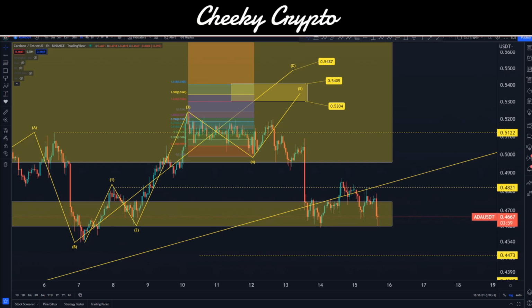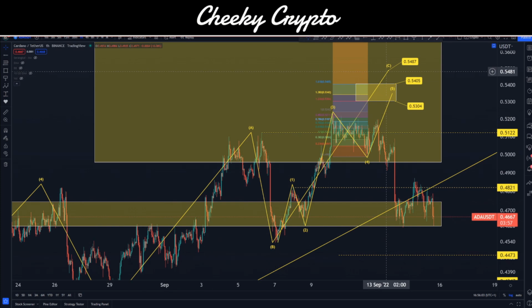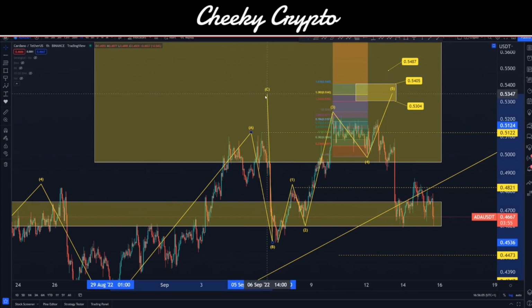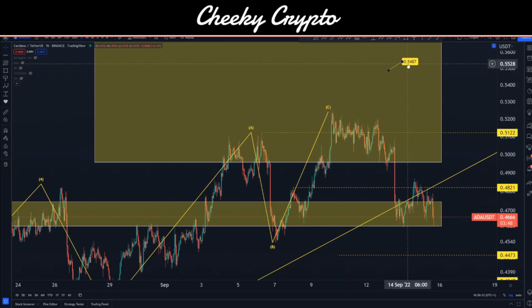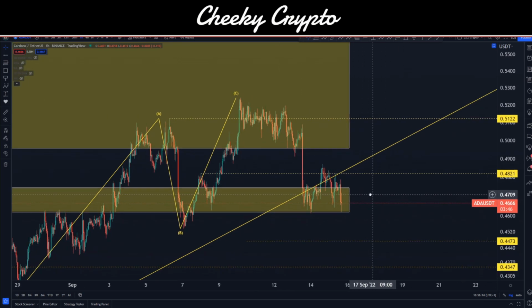So what we can do is tidy this up. We now know that this is basically just a simple three-wave structure. There's nothing more complicated to it, and it ends right up here. So I'm going to go ahead and just remove these, and then we're going to talk about the recent structure, and we'll talk about what that might look like at the moment.